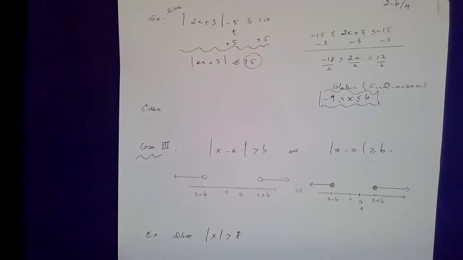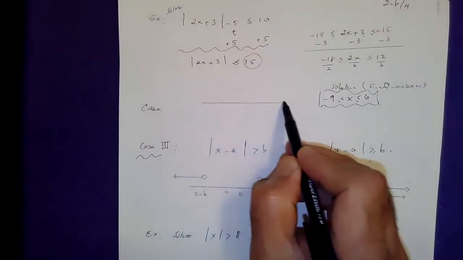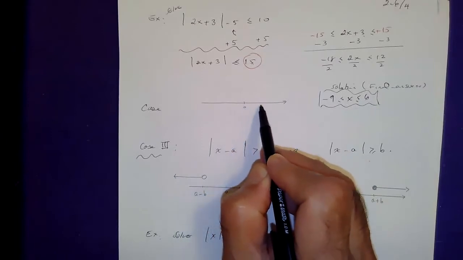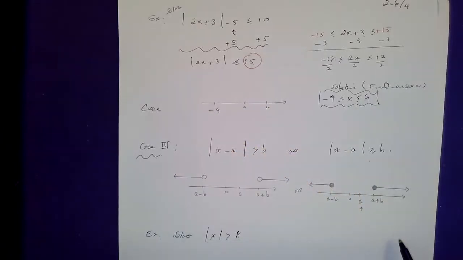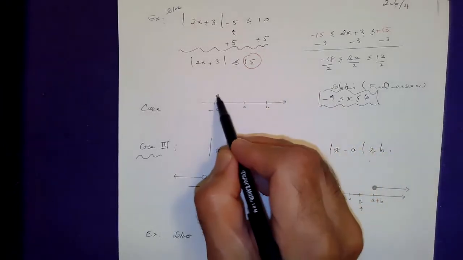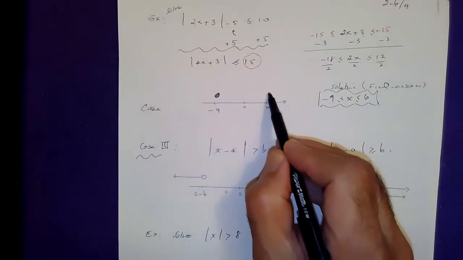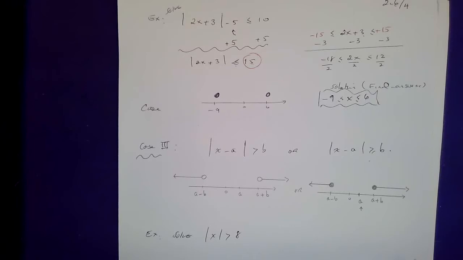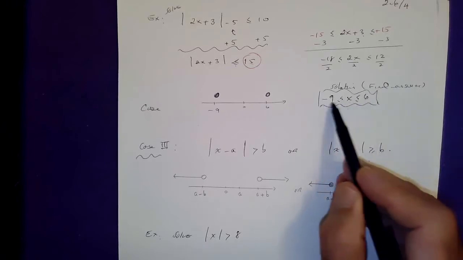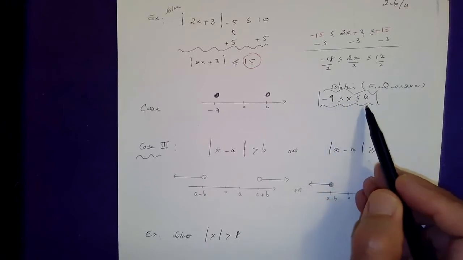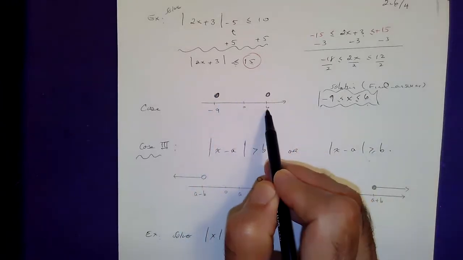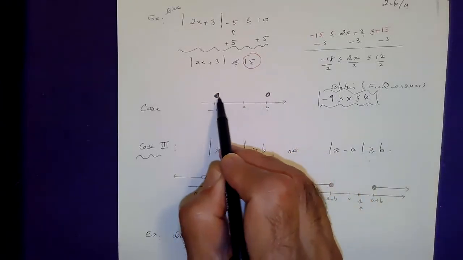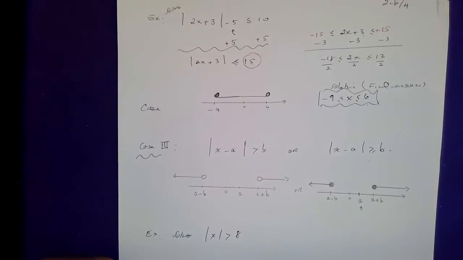How does the graph of this look like? Well, here's a number line. Here's 0. Let's say this is 6. Let's say that's -9. Because I have equal signs, I get to put two solid dots. And x, notice, is trapped between these two numbers. What does that mean? The value of x can be anything between -9 and 6, including -9 and 6. So you connect the dots.